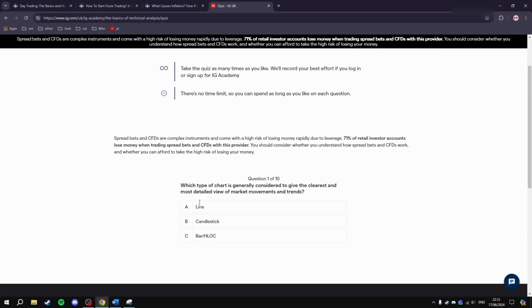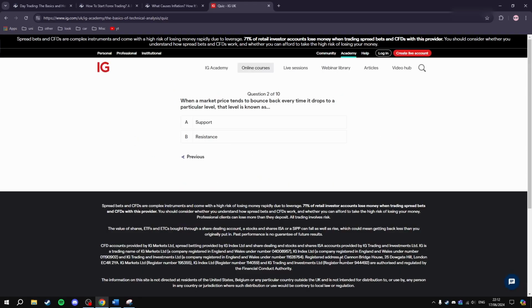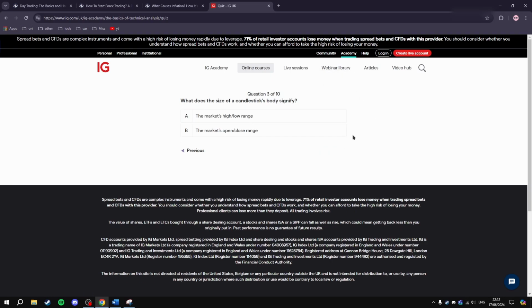Quiz time. Which type of chart is generally considered to give the clearest and most detailed view of the market movements and trends? Candlestick. When a market price tends to bounce back every time it drops to a particular level, that level is known as bounce back support, so it bounces up again. What does the size of a candlestick's body signify? The market's open-close range, because the wicks is the high and low range.